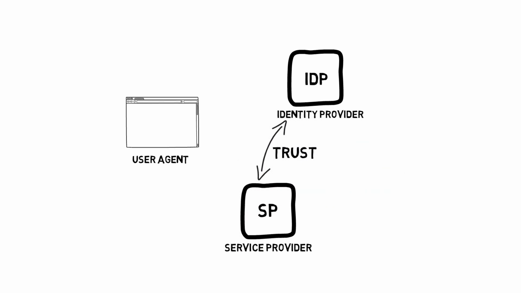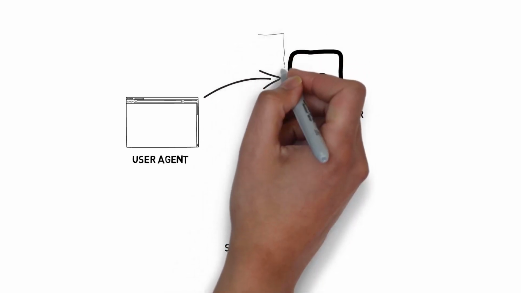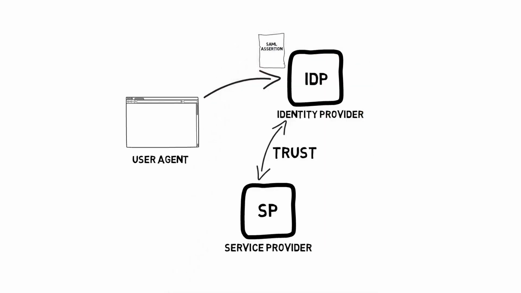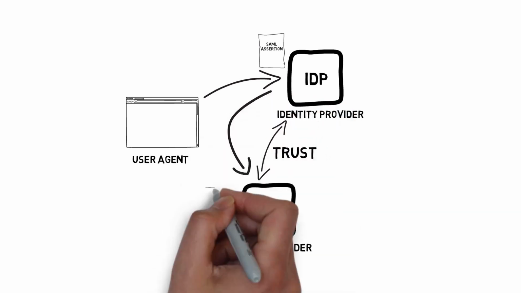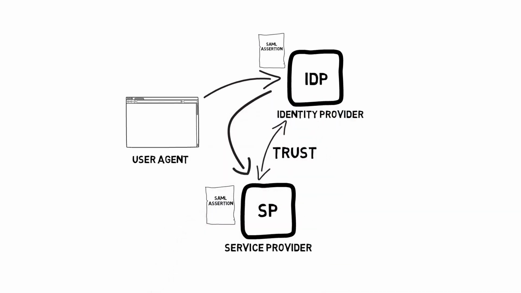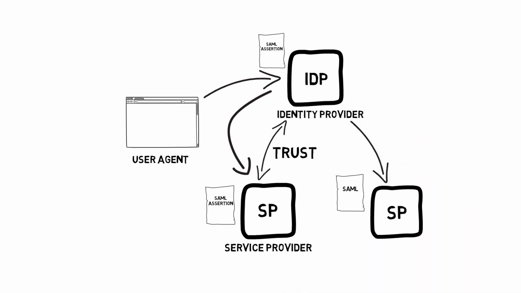A user who wants to access a service provider must first authenticate into the IDP. If the user manages to successfully authenticate and is authorized, the IDP generates a SAML assertion. The assertion is sent to the application, and since the application trusts the IDP, the user is allowed access. And since the user is already authenticated into the IDP, the user can single sign on to other applications.